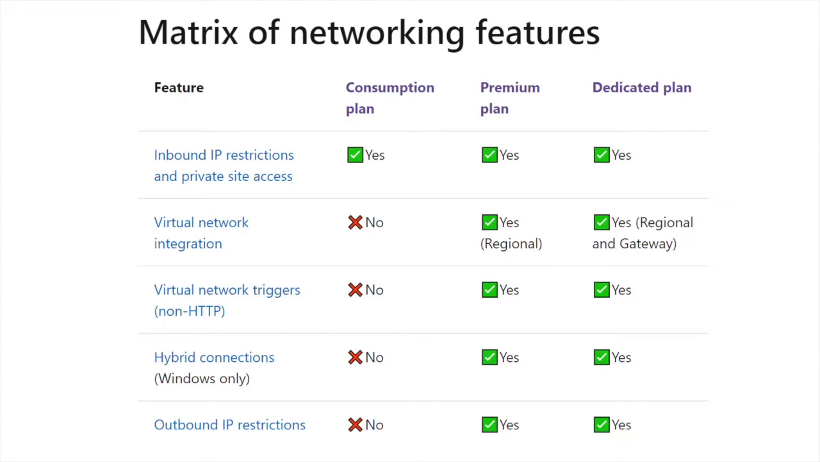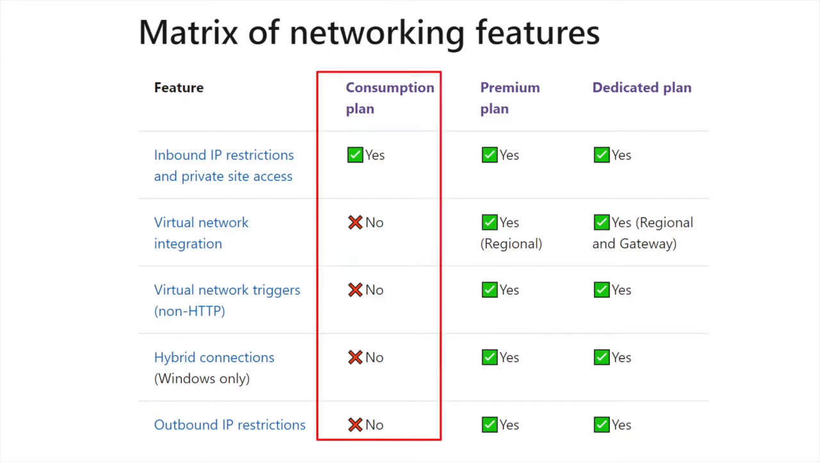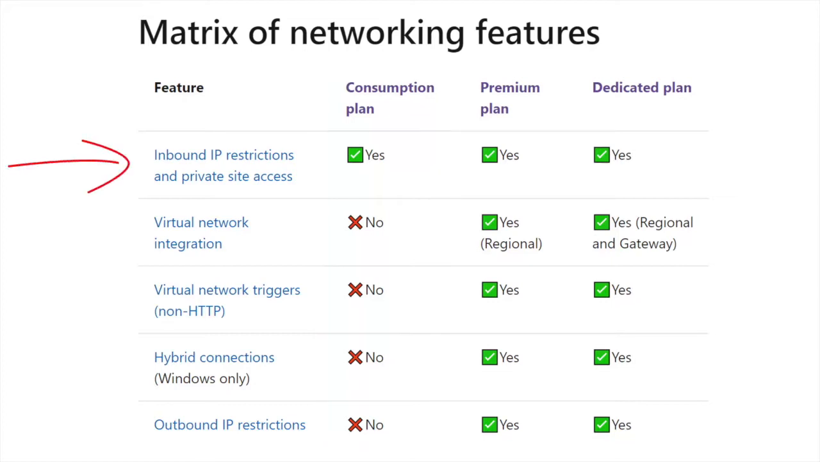But there is also a downside to the consumption plan, as can be seen on the slide here, which is captured from the Azure Functions documentation page. As you can see, the consumption plan gives you basic inbound IP restrictions, but it does not give you virtual network integration, and it does not give you hybrid connections and all of that. So why would you need the virtual network integration?